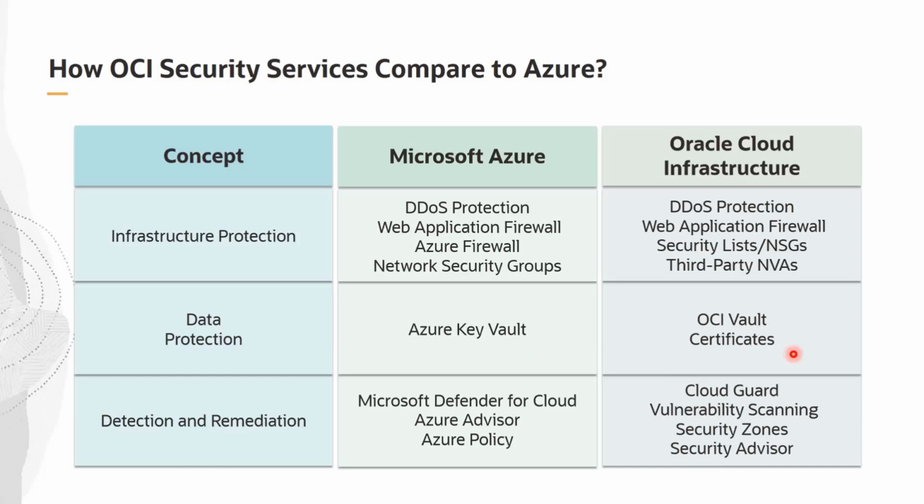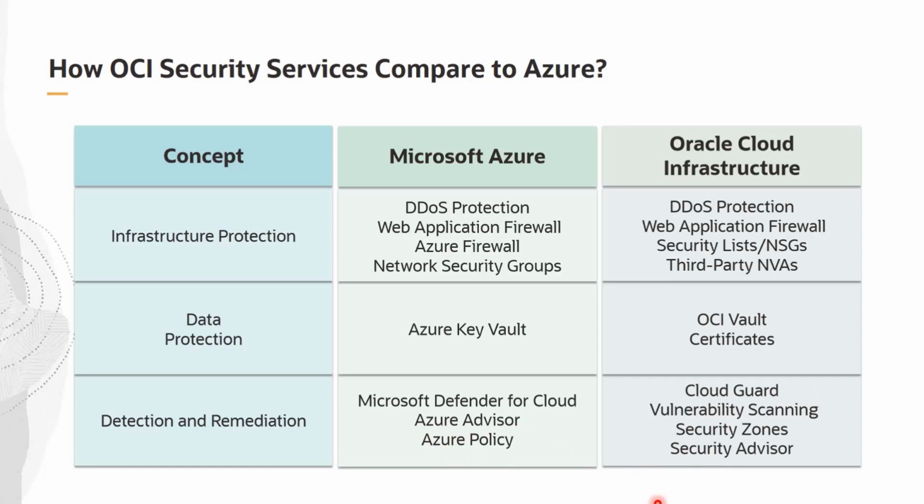In the data protection category, Azure has Azure Key Vault service, while OCI has OCI Vault as well as a certificate service. OCI also has a service called Data Safe that is not mentioned here, but we are going to talk about that in the subsequent slides. In detection and remediation, both feature a security posture management service. Azure has Microsoft Defender for Cloud and OCI has OCI Cloud Guard. Azure also has services like Azure Advisor and Azure Policy, whereas OCI has services like security zones and security advisor.